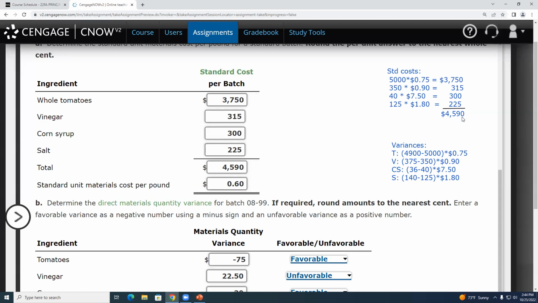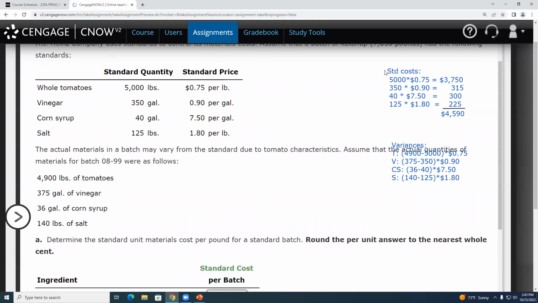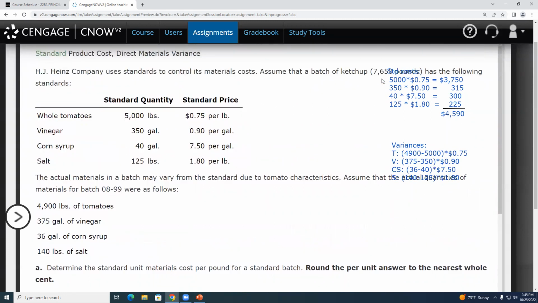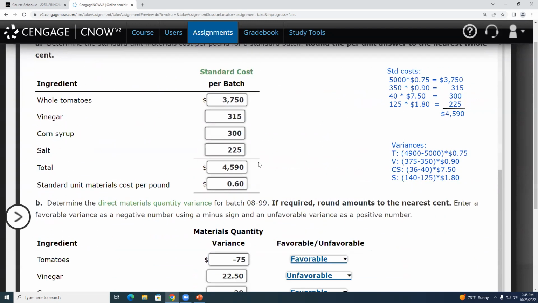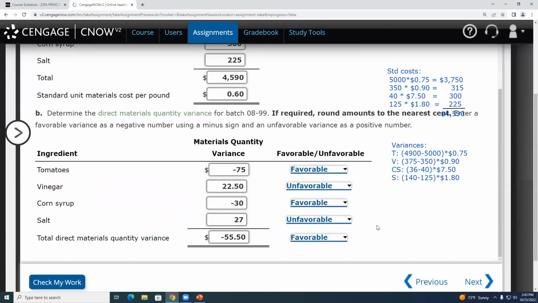So there's all of the calculations, $4,590 for the batch. And we are told up here at the very beginning that the batch is 7,650 pounds. So I took that total dollars divided by the total pounds to get 60 cents per pound is what it should have cost according to our standards. Then to calculate the quantity standard in part B, actual minus standard or planned usage.